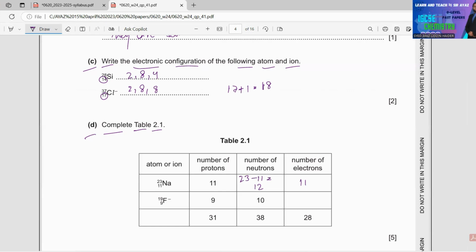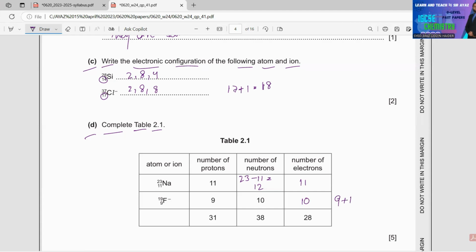What about F minus? The number of protons and neutrons are shown. We have to write the number of electrons. If it's carrying a minus charge, it must have an extra electron, and minus means 1 extra electron. So you will add 9 plus 1. So 10 will be the number of electrons for this.